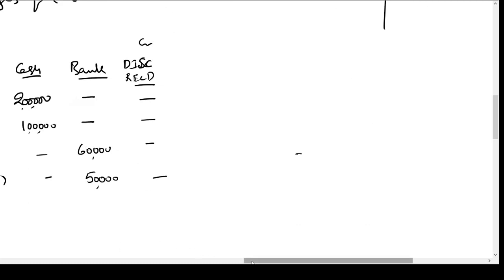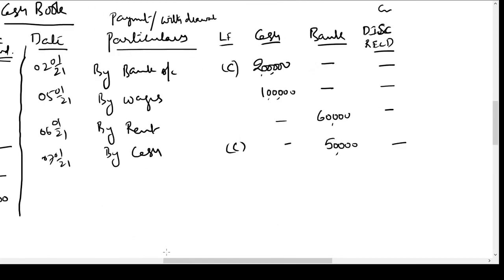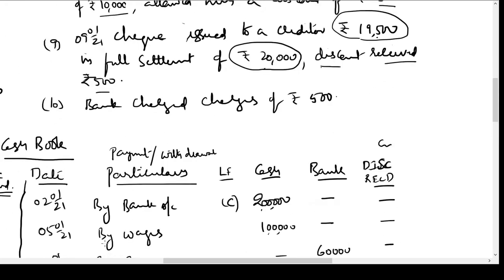So what am I doing? I am paying the creditor by check. So on 9th January I am issuing a check to the creditor, 19,500, and he has agreed to give me a discount of 500. It is a gain for the business. Nominal account, incomes and gains should be credited. That is why it is recorded in the discount received column on the credit side. By creditors, 19,500, nothing in the cash column.